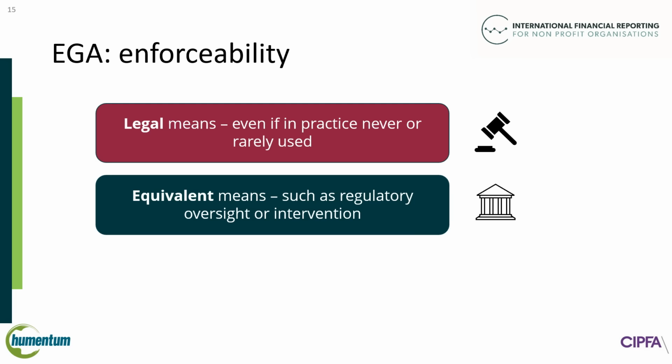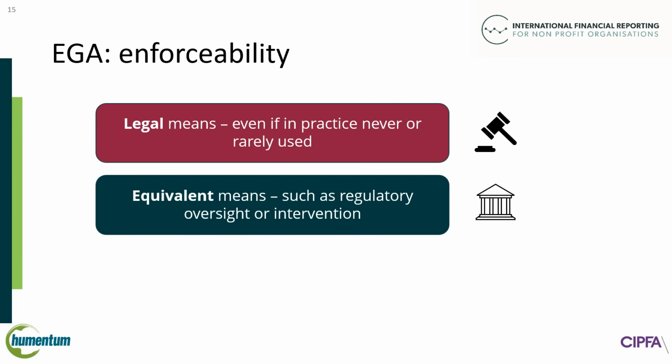Enforceability happens through legal or equivalent means. Legally enforceable rights will usually be sufficient to establish that there is an EGA. An EGA will exist even if in practice the legal rights are never or rarely used. Alternative processes may have the same effect as legal enforceability. This will depend on the parties involved and the jurisdictions in which they are based, and might be as a result of regulatory or customary practices.